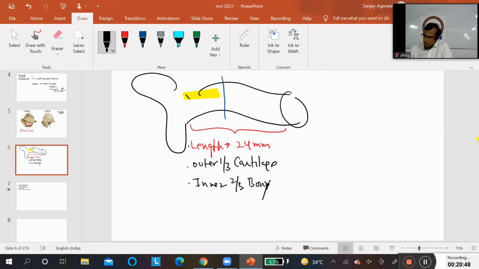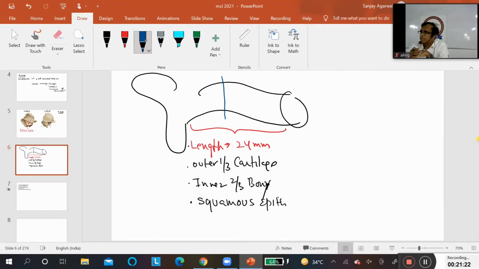Next point. What is the lining of the canal? What kind of tissue lines the canal? Squamous epithelium, which is skin. So it's a squamous epithelium lining inside the canal. Okay. So these three things, the length is 24, outer 1/3 is cartilage, inner 2/3 is bony, and the lining is squamous epithelium, which is like skin. Now these 4 points are regular points. Everybody knows them, most of us know them, but they ask in the exam, so you have to remember them.